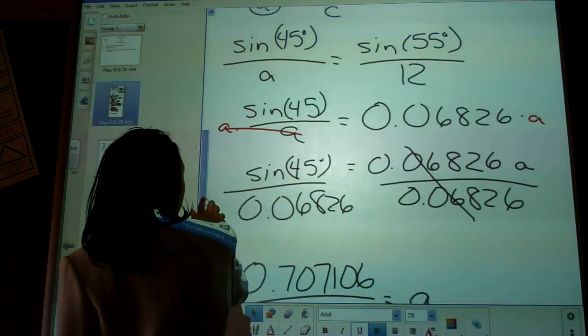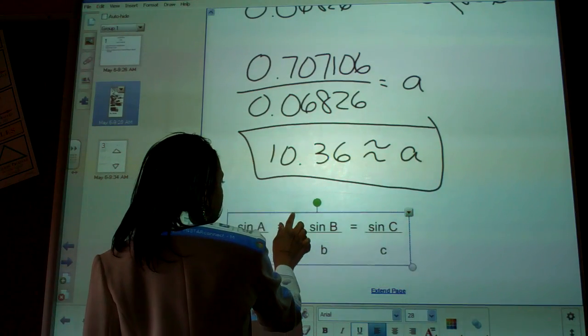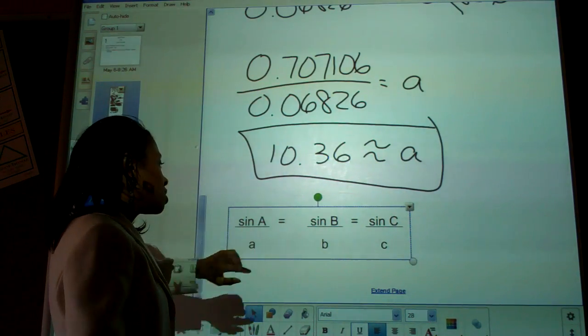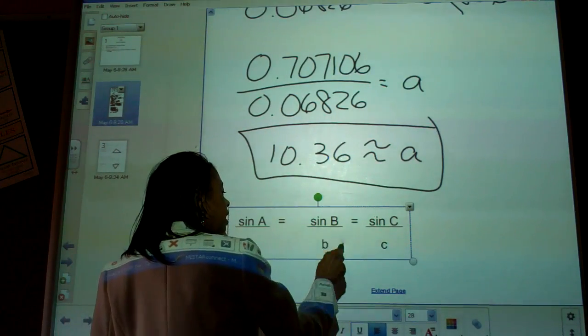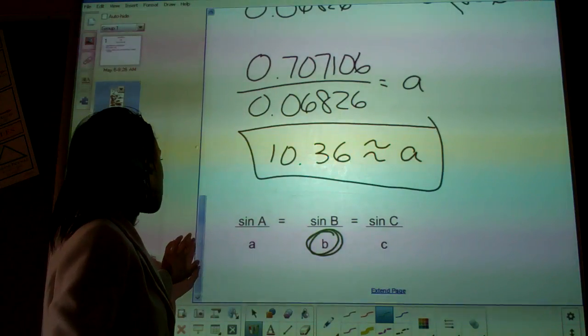Alright, where did it go? Here it is. Now let's compare. Now we've done this here. We need B. Okay? Let's go back to the tippy top.